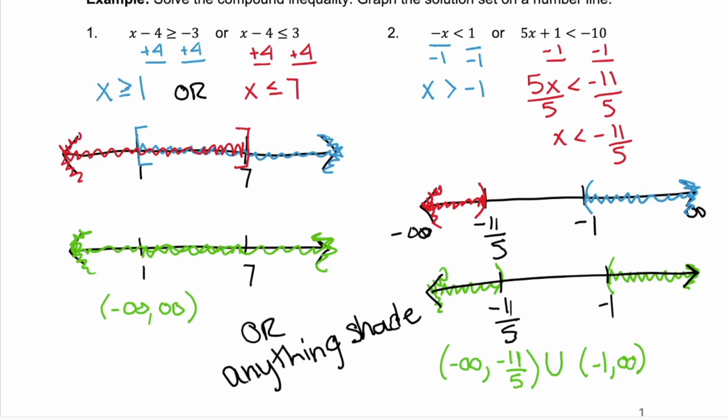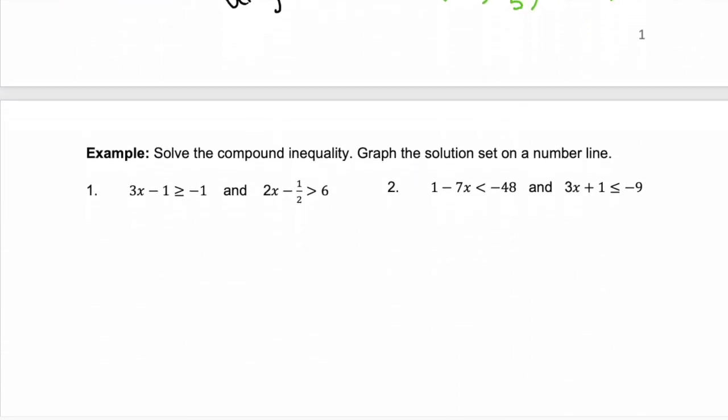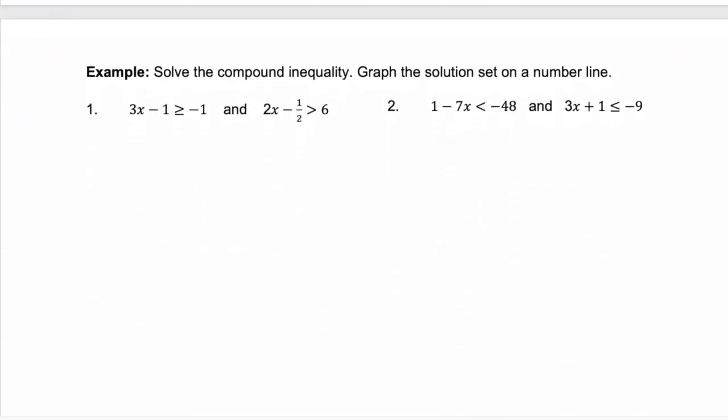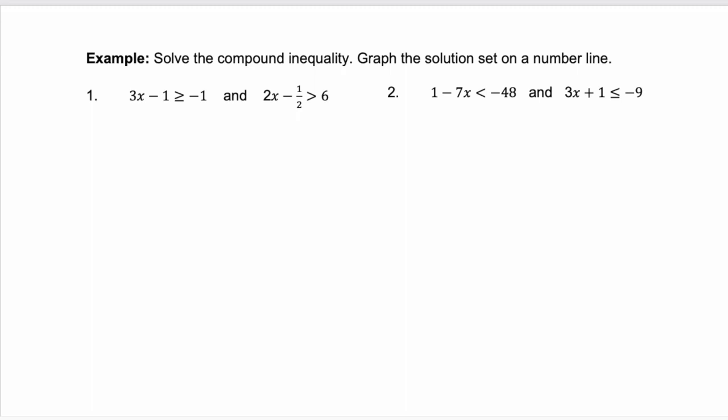Let's go to page 2 and look at some and inequalities. Now, and inequalities, my hint for you: and equals purple. So if you continue to use the red and the blue like I do, you'll see what I mean by an and equals purple.